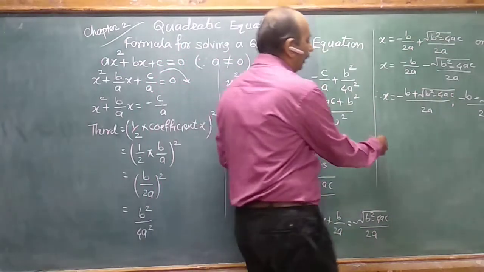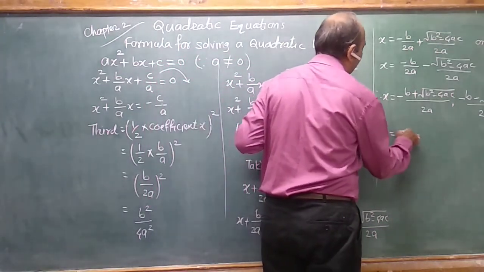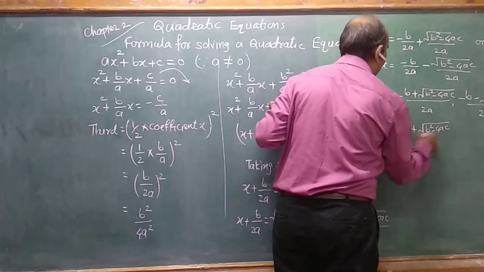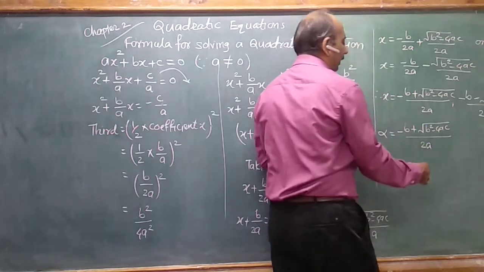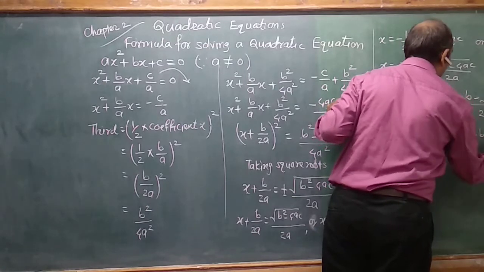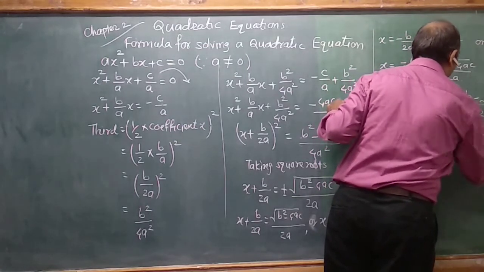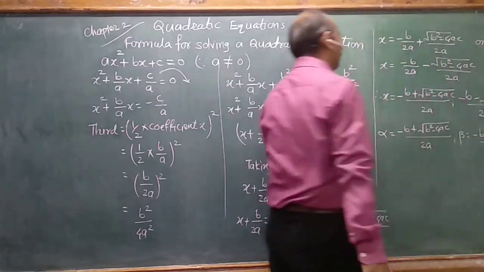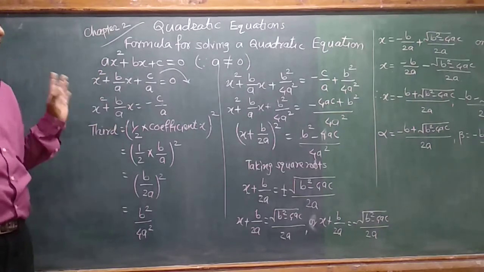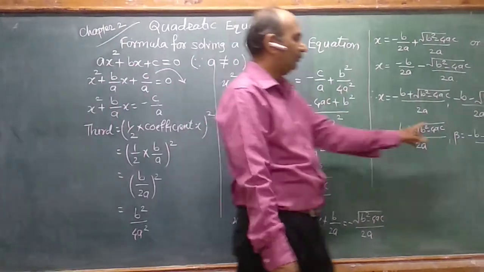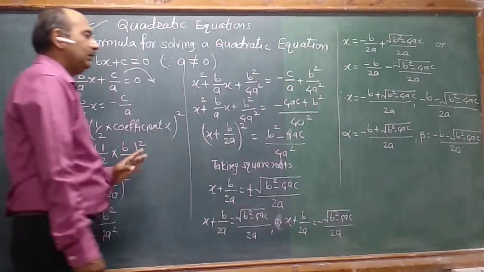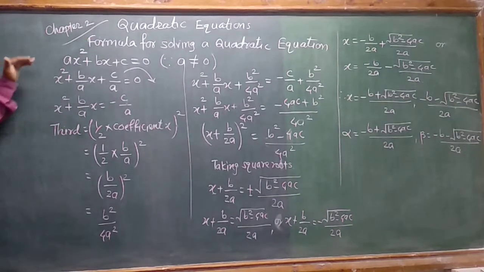Now here we are going to say that alpha is equal to minus b plus square root of b square minus 4ac upon 2a, and beta is equal to minus b minus square root of b square minus 4ac upon 2a. These are the roots of the given quadratic equation.